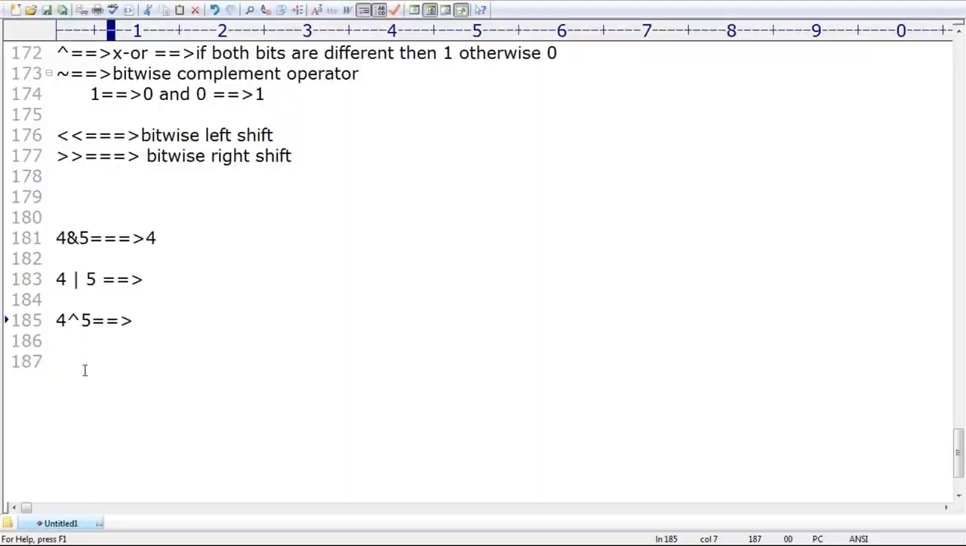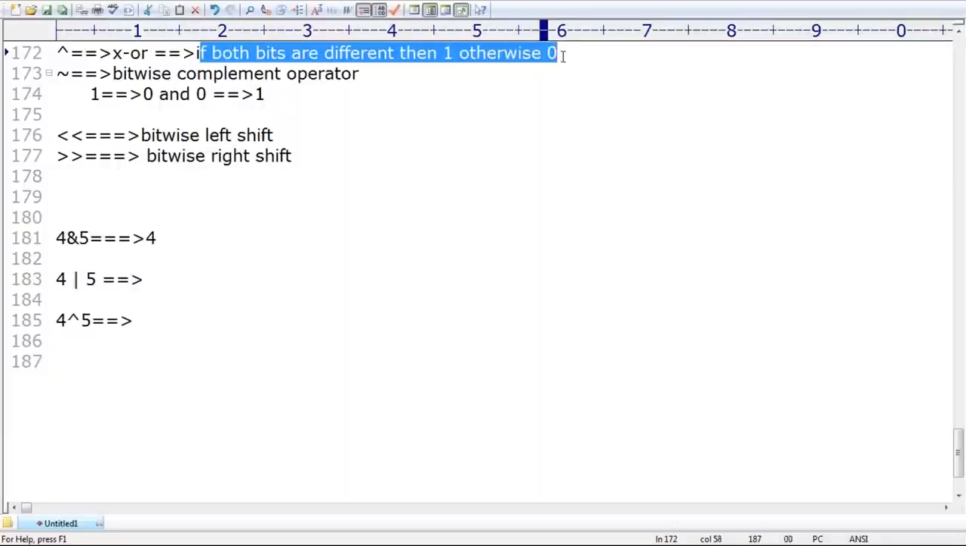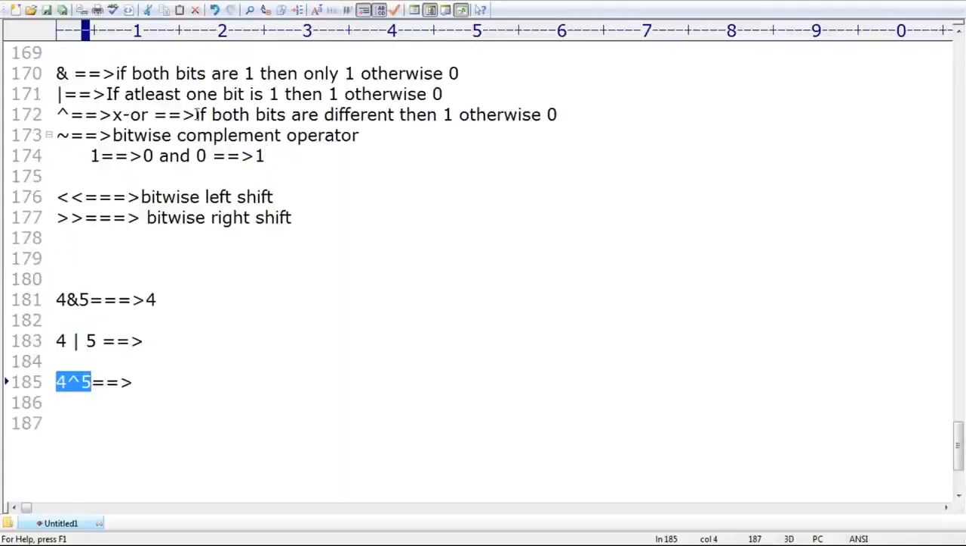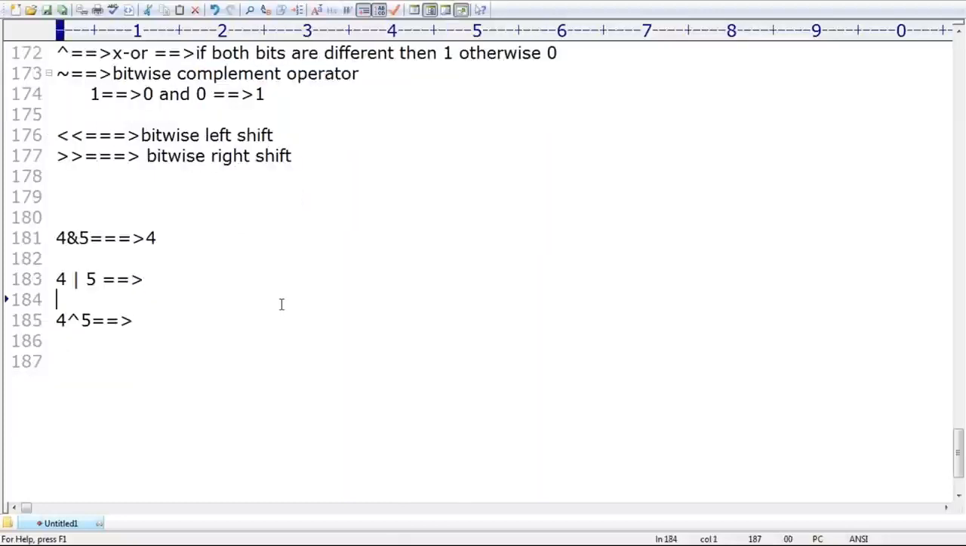4 XOR 5. XOR means if both bits are different, then 1, otherwise 0. Can you please tell what is the output by default you are going to get, sir? Very simple. Now you are telling the wrong answer, and I can't do anything. Just observe the 4 XOR 5. XOR property, exclusive OR: if both bits are different, then 1, otherwise 0.